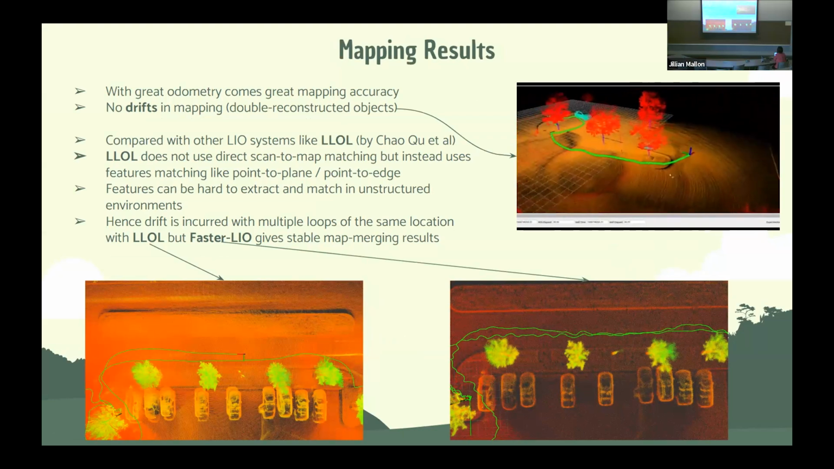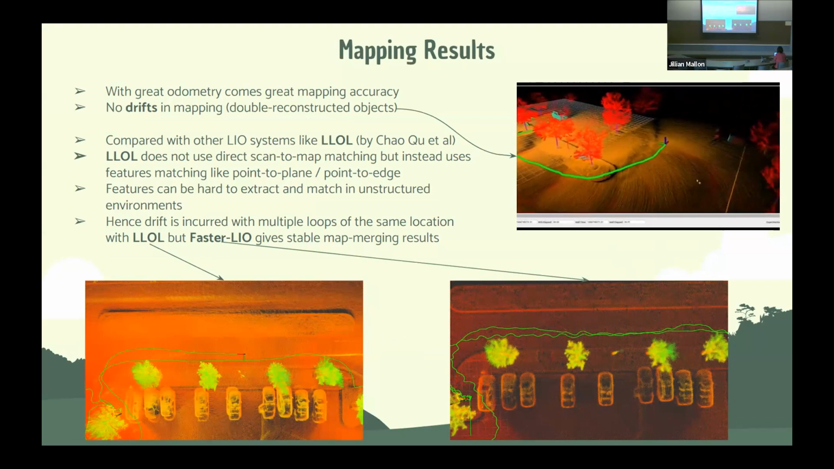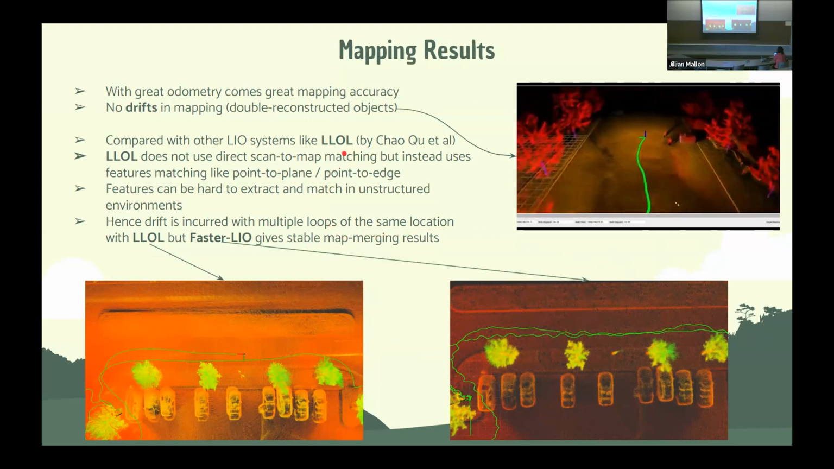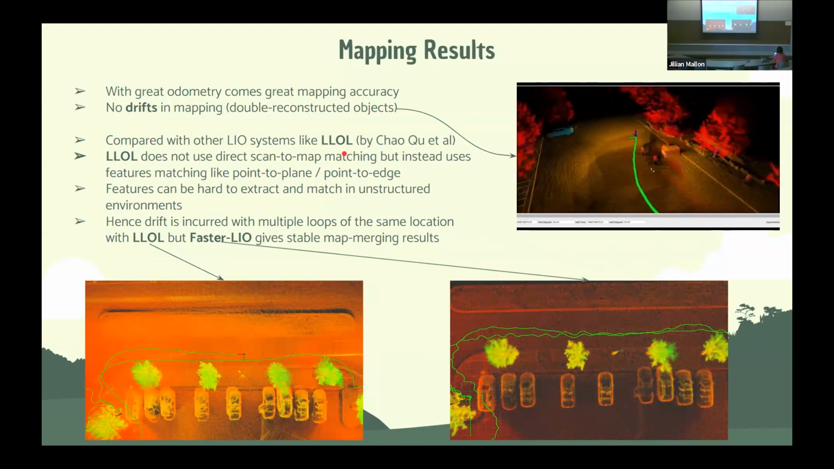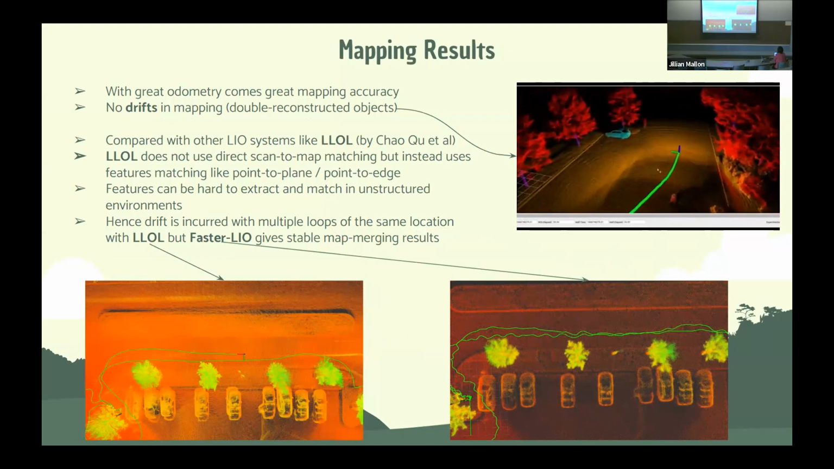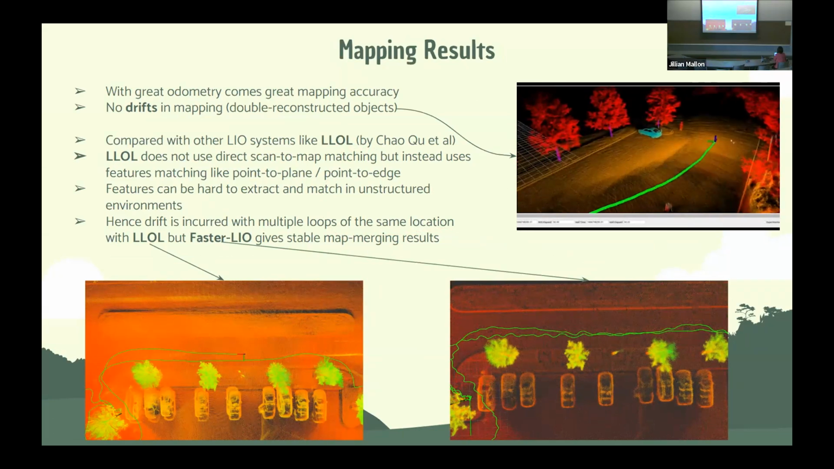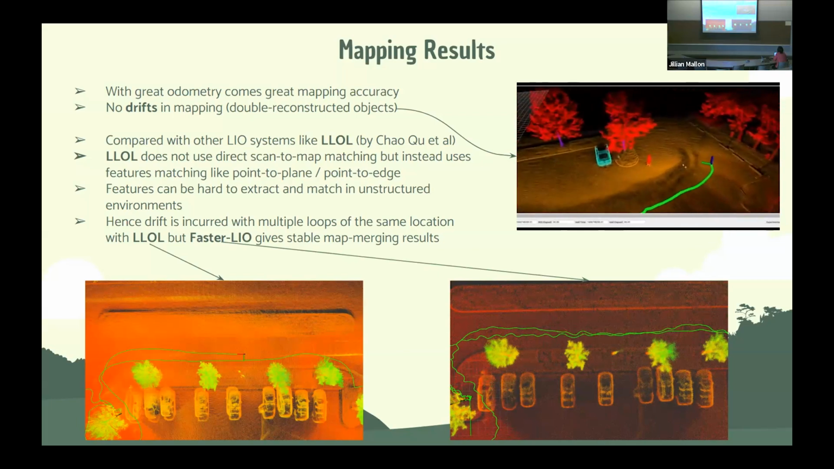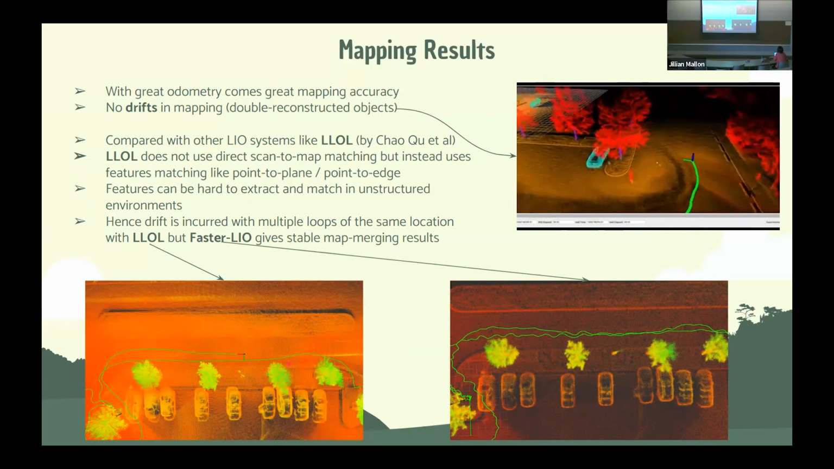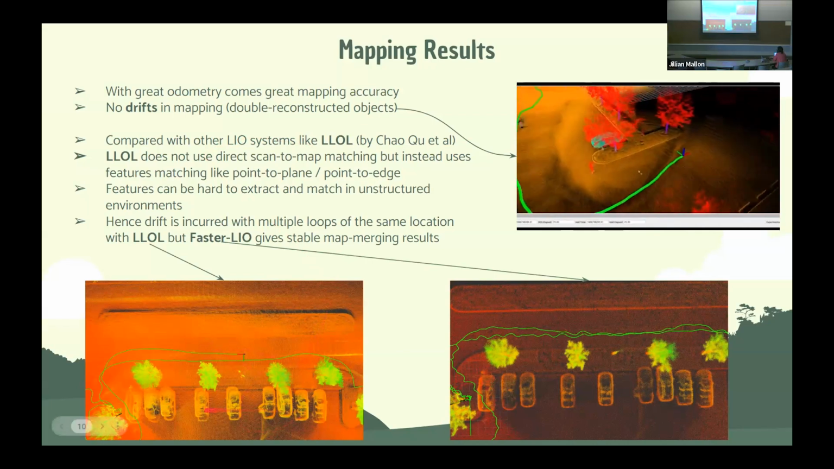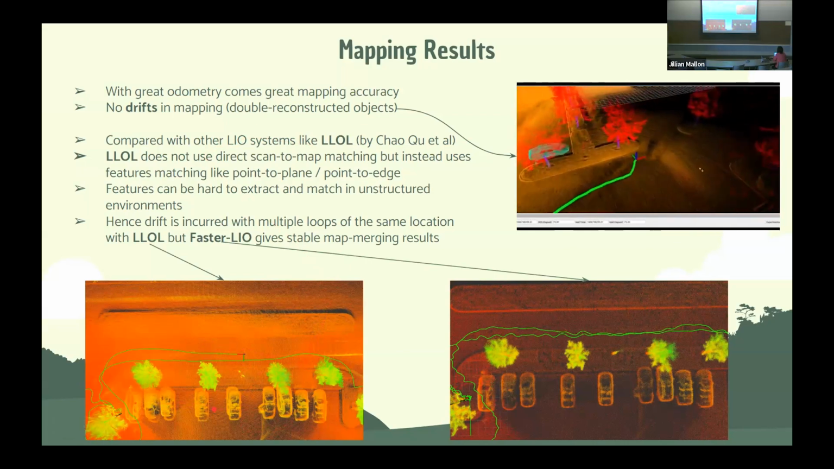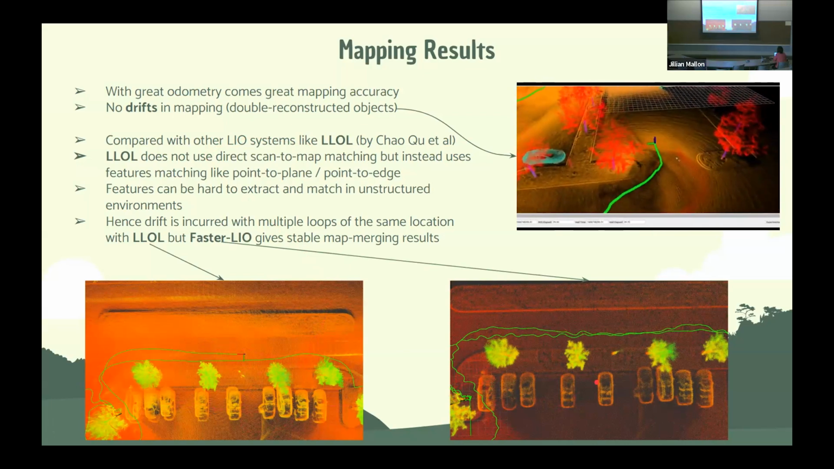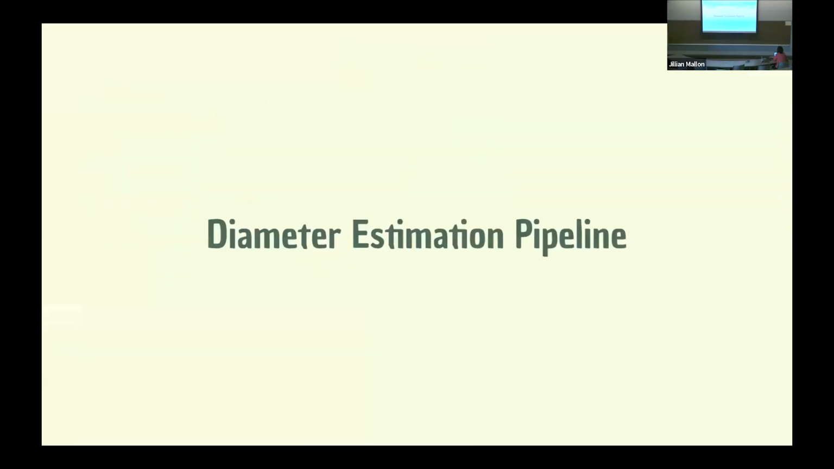We also wanted to compare how well this is doing against other odometry systems. So we used a system known as LLOL, which stands for low latency LiDAR odometry for spinning LiDARs. And LLOL uses traditional scan matching techniques where features need to be extracted and then matched against successive scans. And this can be degenerated in environments where you don't have good enough features. And this is shown in this image here, where LLOL basically double reconstructs cars at Pennovation in a 2-loop mapping experiment, whereas Faster-LIO can still maintain stable mapping performance.